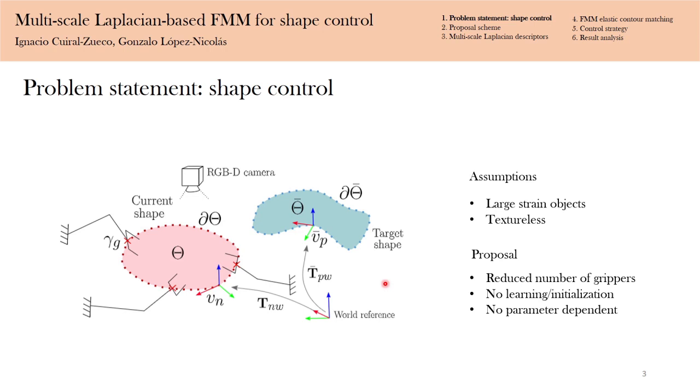We don't want to depend on learning or initialization, or we don't want to be parameter dependent. I don't need to know the physical properties of the object, its density, its elasticity, and also I don't want to rely on learning. So this is our problem setup and our assumptions.